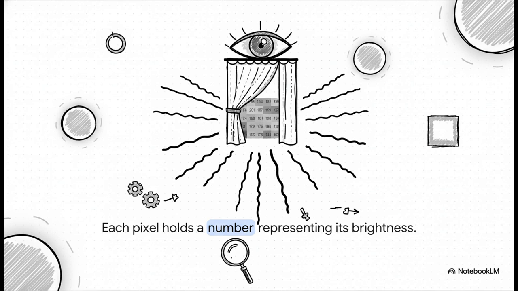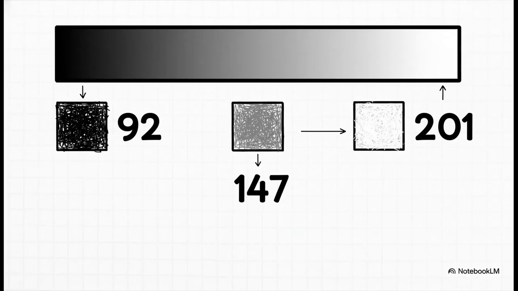For a simple black and white image like this one, every single one of those pixels gets a number, and that number is just a simple instruction for the computer. It tells it exactly how bright that one little spot should be. And the rule is dead simple. A higher number, like 201, means a brighter pixel. A lower number, like 92, means a darker one. Everything else is just a shade of gray in between. This right here, this is the basic fundamental language of every digital image.